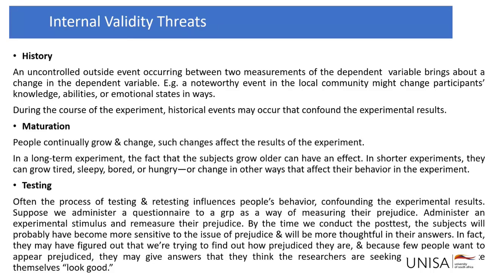History, in other words, just as an example, if somebody has studied something 10, 20 years ago, and you do it today, it might not necessarily be similar in many respects. So an uncontrolled outside event occurring between two measurements of the dependent variable brings about change in the dependent variable. For example, 10 or 20 years ago, there was no state capture. So a noteworthy event in the local community might change participants' knowledge, their abilities, or emotional states.